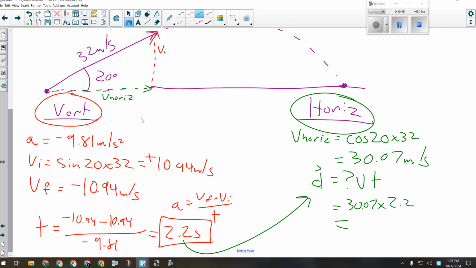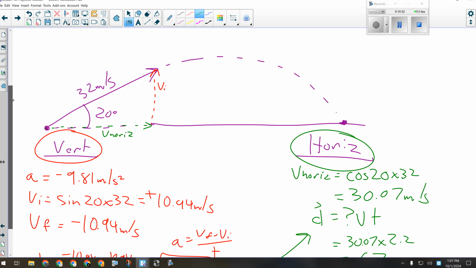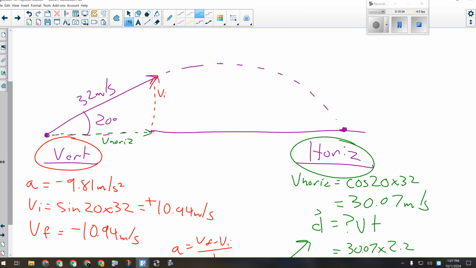That's only part of the question. What was the other thing the question wanted us to calculate? Maximum height that the car attains above the ground. So we know this number is 67 meters. Now we need to calculate the height. So we have to go back to our diagram here. The maximum height generally occurs here in the middle of the jump.